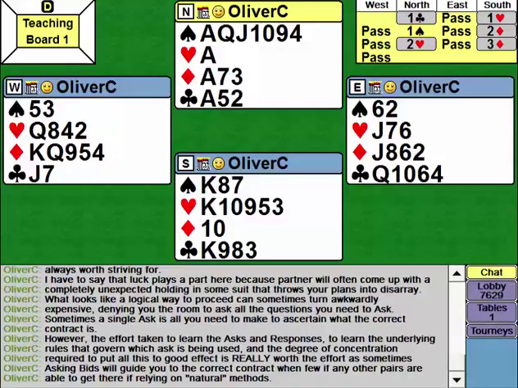Okay, so learning the underlying rules, which is what we're trying to cover today, and which we will cover. There are some underlying rules that are specific to each asking bid, so we will cover those when we get to those asking bids.